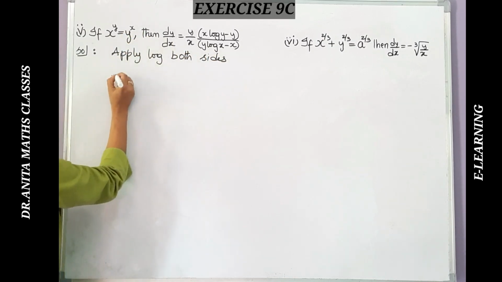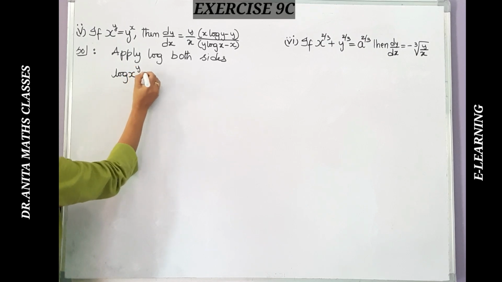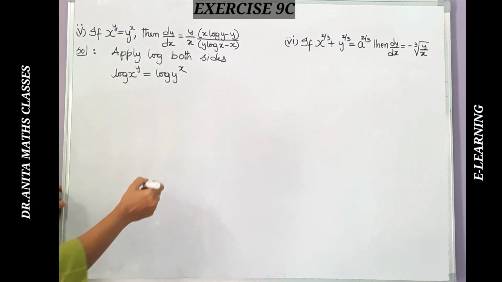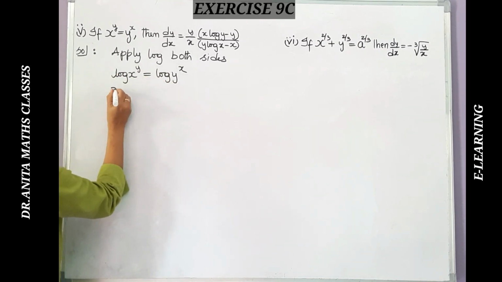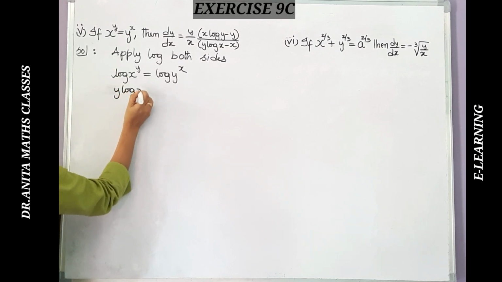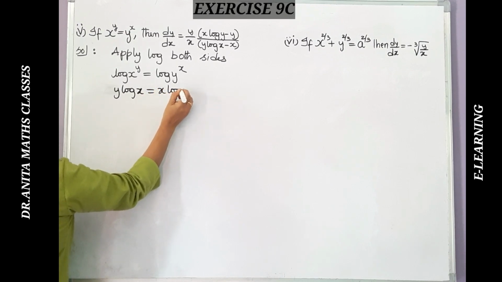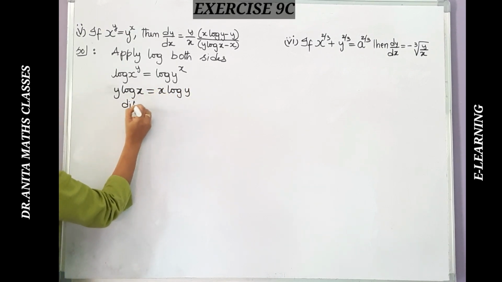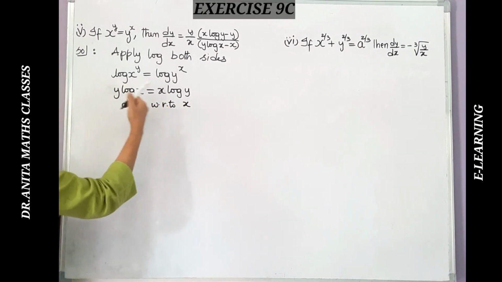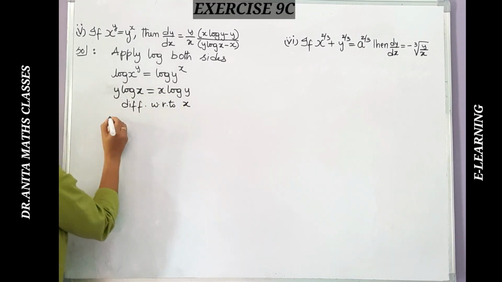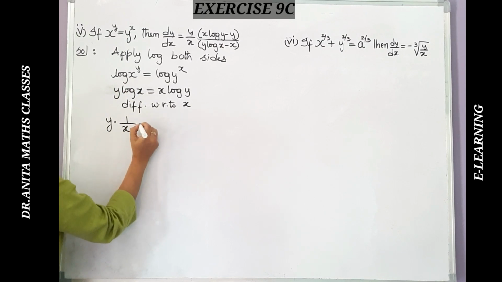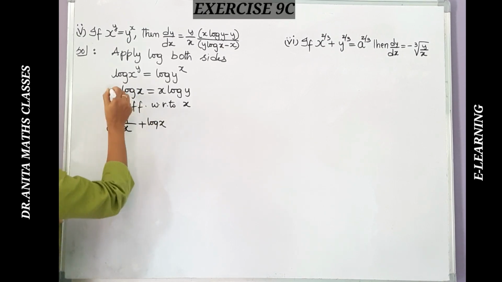So log of x raised to the power of y is equal to log of y raised to the power of x. To bring the exponent to the front, we apply the log. Here, y log x is equal to x log y. Now differentiating with respect to x, using the u and v product rule.